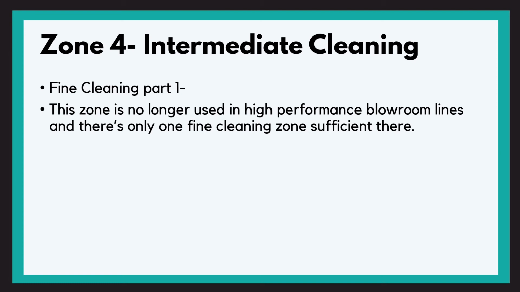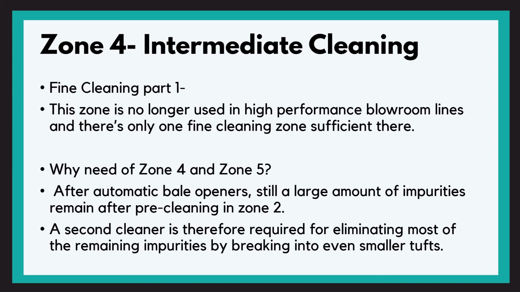So what is the need of zone 4 and zone 5? See, after the automatic bale openers, still a large amount of impurities remain after pre-cleaning in zone 2. A second cleaner is therefore required for eliminating most of these remaining impurities by breaking them into even smaller tufts. We'll talk about the machines in zone 5, which do most of the fine cleaning part. Since it is the last zone, we need cleaners of high opening effect.